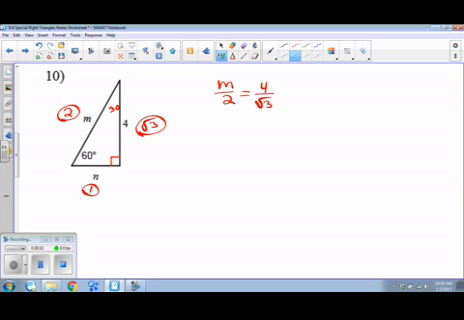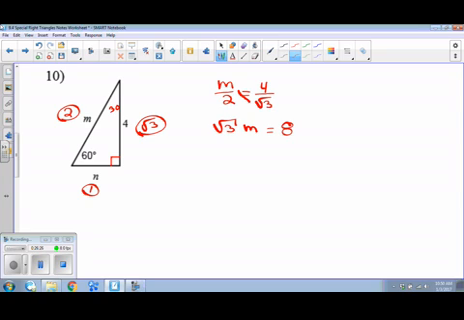Everybody with me? Okay? And so now we cross multiply. So m times the square root of 3 is just the square root of 3 times m. Don't put that m underneath that radical. It's not there to begin with. You can't put it underneath there for no reason. It's the square root of 3 times m equals 2 times 4, which is 8.